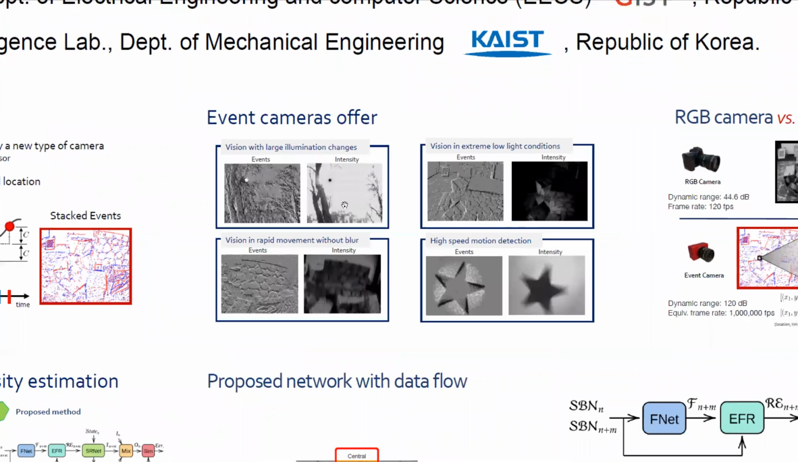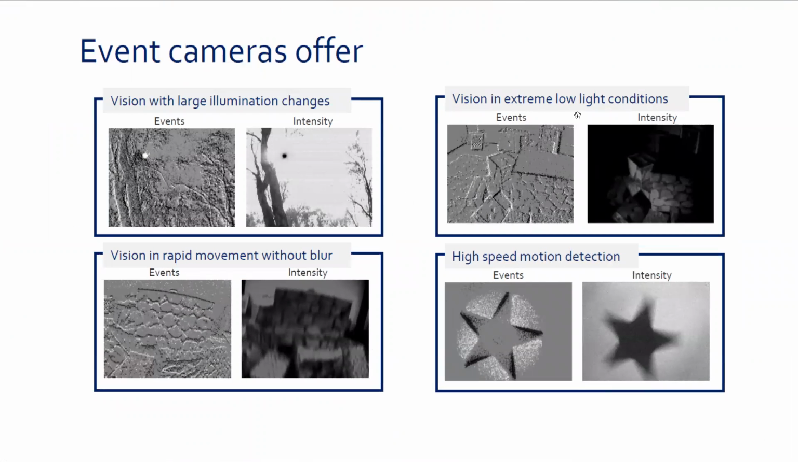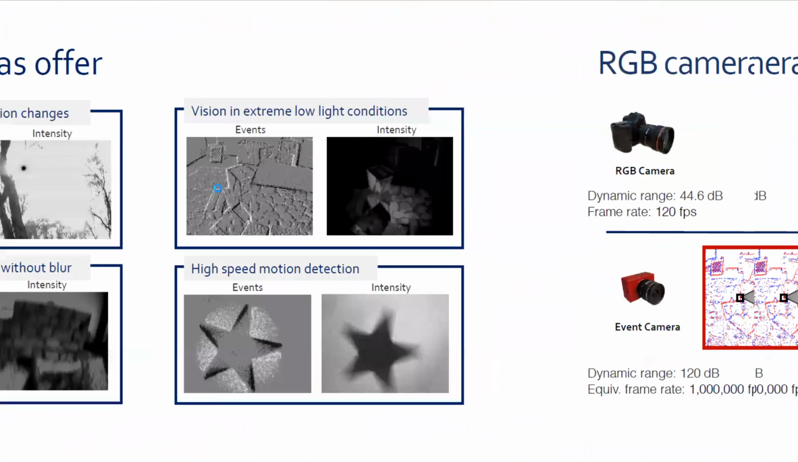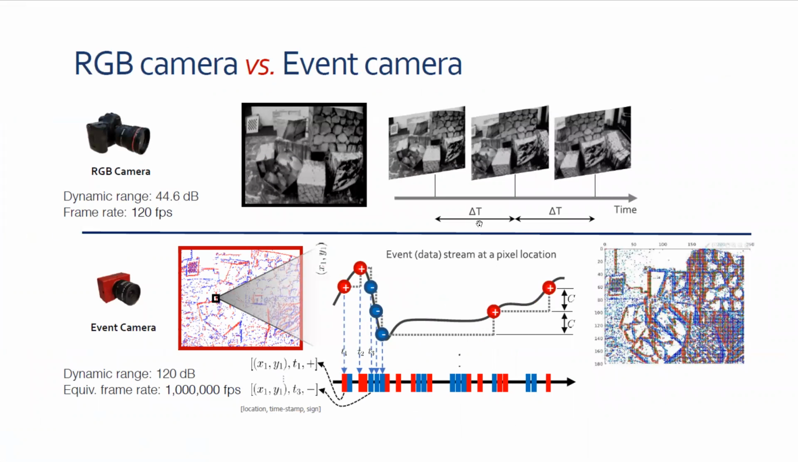Event cameras can offer vision with large illumination changes, vision under extreme low light conditions, vision in rapid movements without creating motion blur, and they're also useful for high-speed motion detection. Traditional cameras report images at fixed time intervals. Unlike them, event cameras output each pixel asynchronously up to microsecond resolution as a stream.